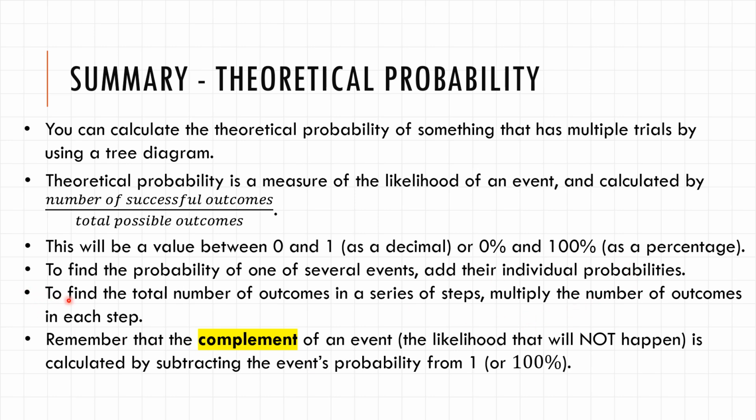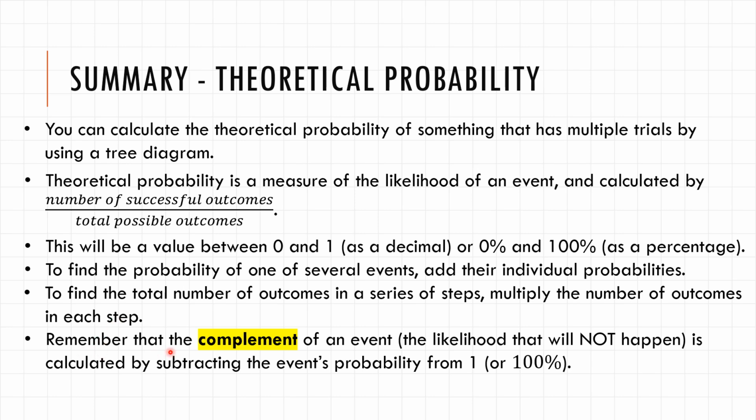To find the total number of outcomes in a series of steps, so when rolling 3d4, there were 3 steps, we just multiply the number of outcomes in each step. So rolling a 4-sided die has 4 outcomes. And if we're doing that 3 times, we did 4 times 4 times 4 to get 64.